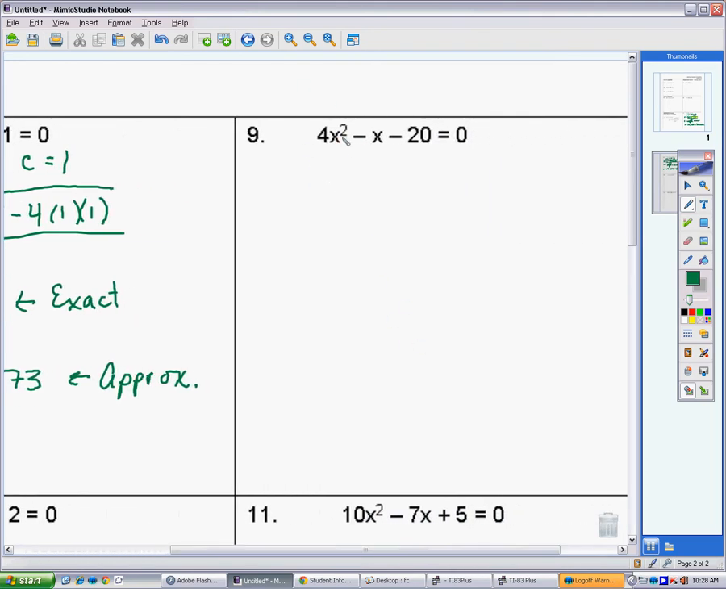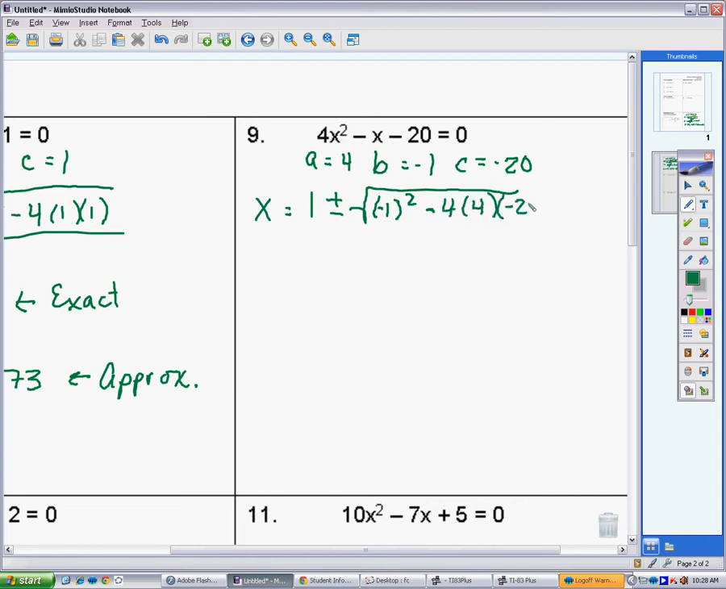Number 9, A is equal to 4, B is equal to negative 1, C is equal to negative 20. So X equals negative B. With B is already negative, then the opposite of negative would be positive, so we just change the sign. Plus or minus square root of negative 1 squared. Yes, I put the negative in parentheses for the calculator to calculate it correctly. 4 times 4 times negative 20, all over 2 times 4. Okay, so I'm going to evaluate that discriminant part first.